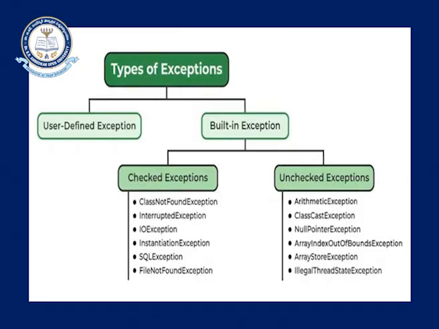Under checked exceptions we have some types: class not found exception, interrupted exception, IO exception, instantiation exception, SQL exception, and file not found exception. Next, unchecked exceptions are the arithmetic exception, class cast exception, null pointer exception, array index out of bound exception, array store exception, and illegal thread state exception. These are the types of exceptions in Java. Now we will discuss one by one.